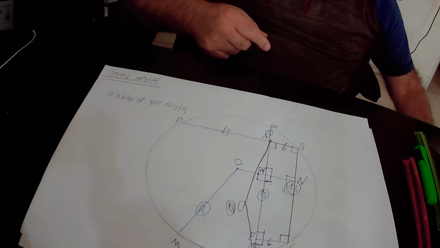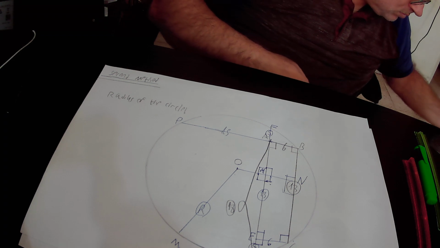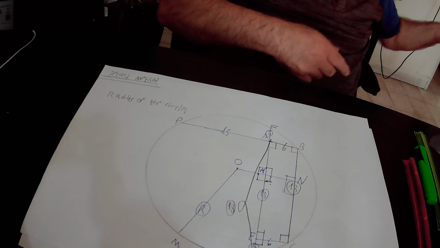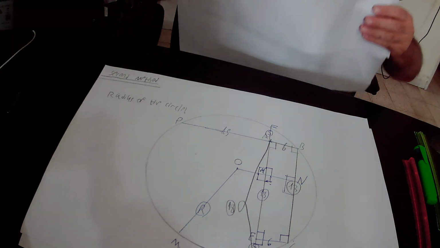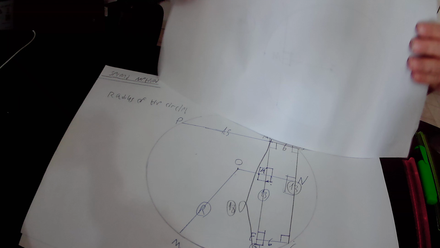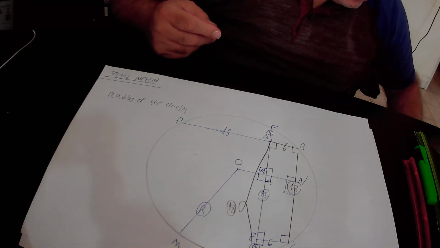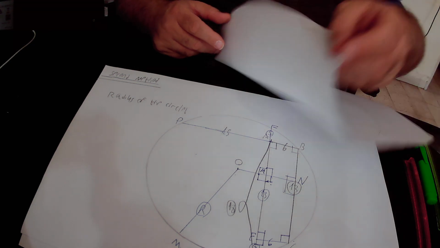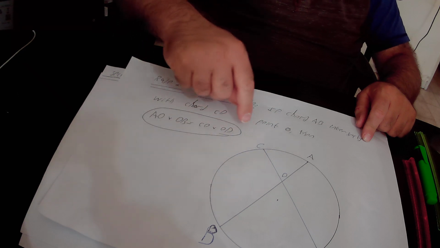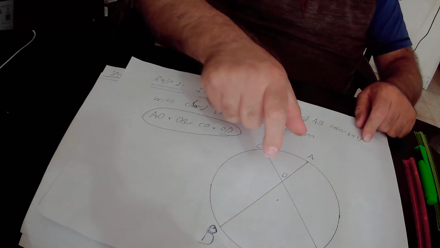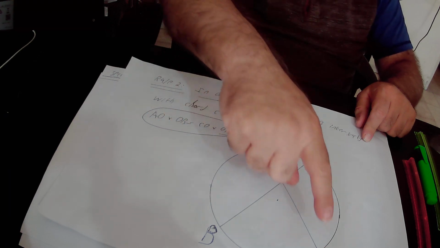And according to the old rule number 2, whenever you have two chords that intersect with each other, if chord AB intersects with chord CD at point O, then AO times OB equals CO times OD. Again, AO times OB equals CO times OD.